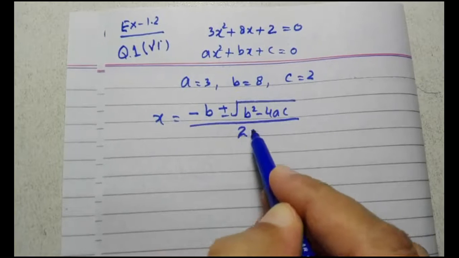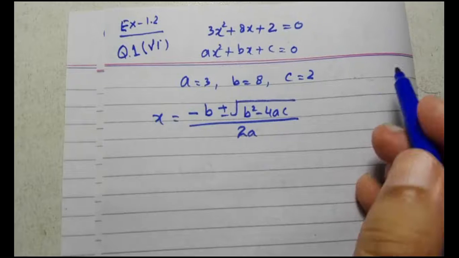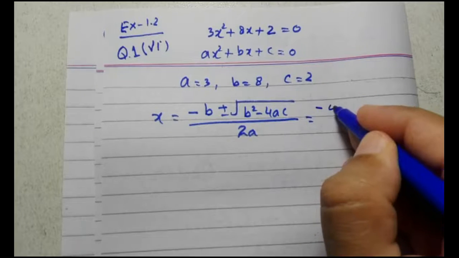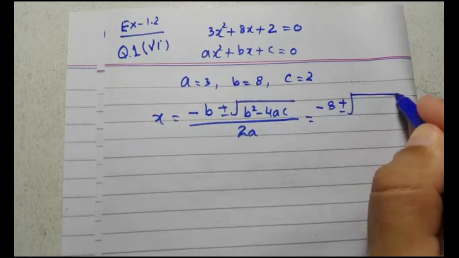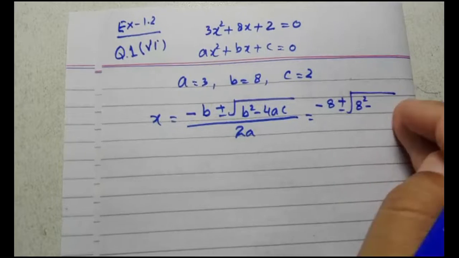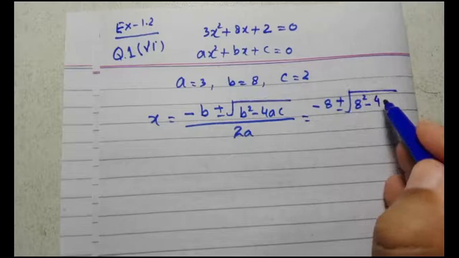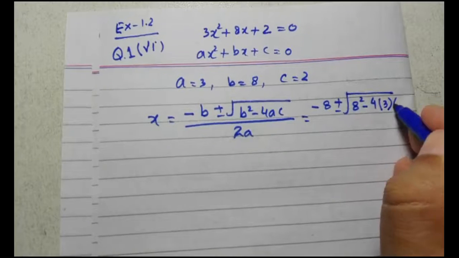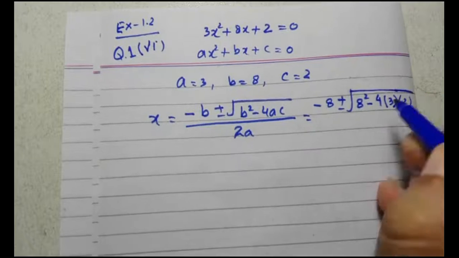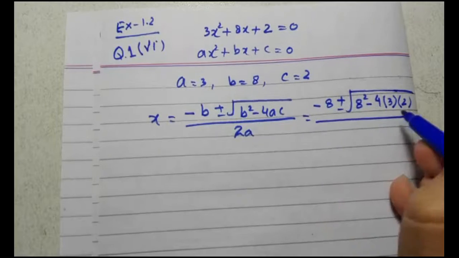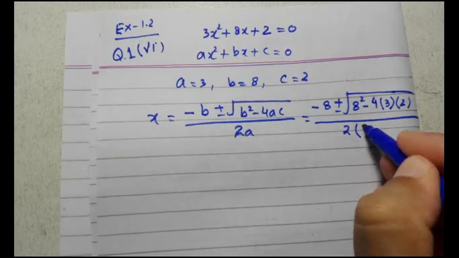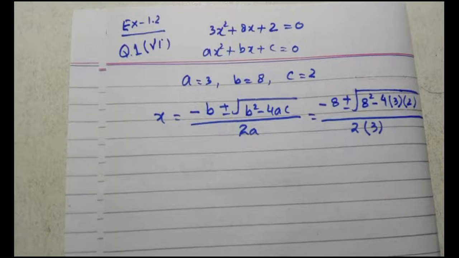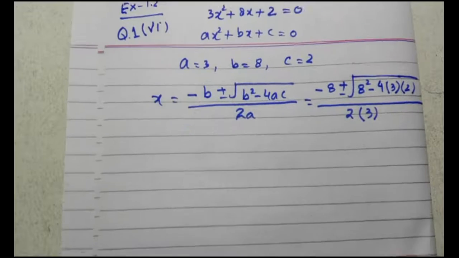Over 2 times a. So you will substitute the values. Minus b will be minus 8 plus minus square root of 8 square minus 4 times a, which is 3, and c is 2. I would suggest please keep on writing the small brackets around the terms so that you can keep the terms separately. Once you separate the terms, you are in a position to simplify it further.